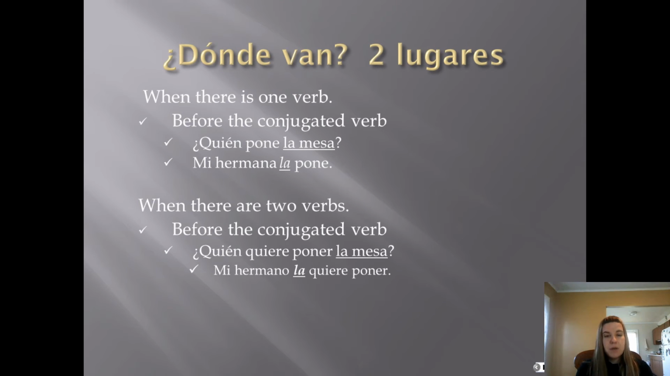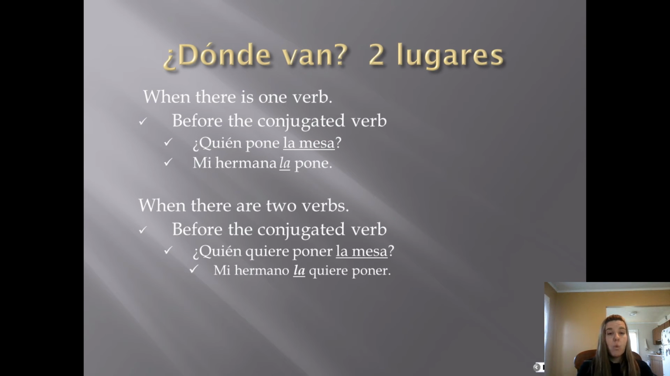So you may have noticed when I was going through those examples that the direct objects sometimes can show up before the verb. So, ¿quién pone la mesa? Who sets the table? Who sets the what? The table. So la mesa is feminine and singular, so we're going to replace it with la. And then to mention la mesa in the next sentence with a direct object pronoun: mi hermana la pone.